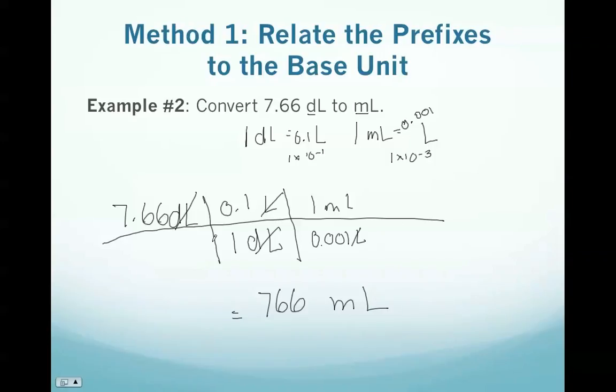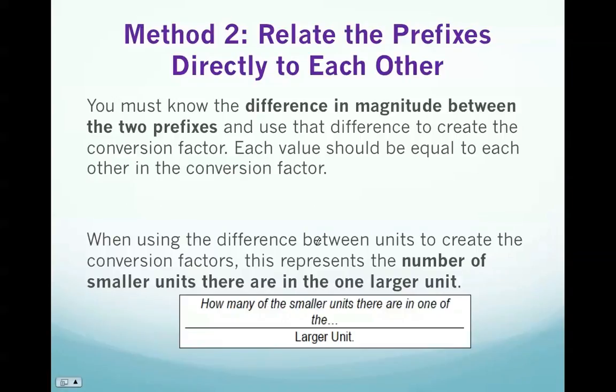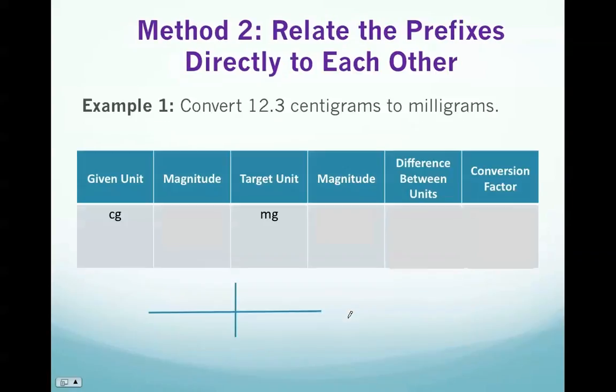All right, now, there is a method that gets rid of having to use 2 conversion factors when you have 2 prefixes. This way might work best for you, but I am going to show you a different method as well. We're going to be using the difference between units to create conversion factors. The big thing to remember is that however many of the smaller units there are in one of the larger unit. So what do I mean by that? We're going to be converting 12.3 centigrams to milligrams.